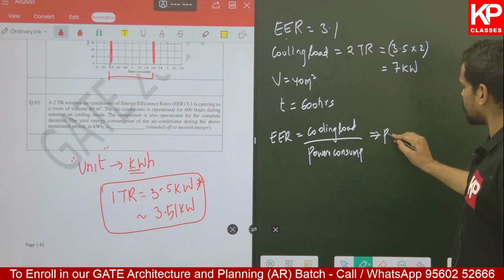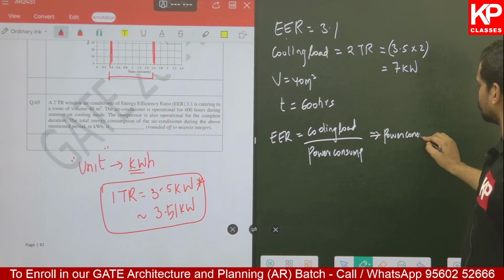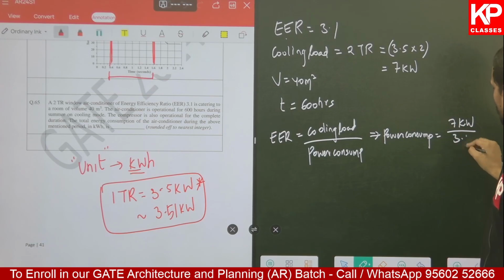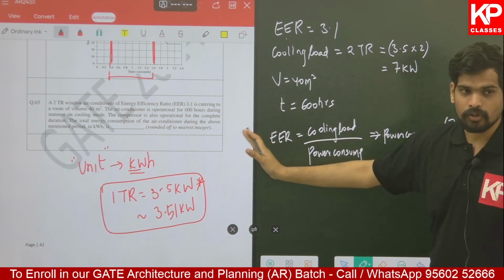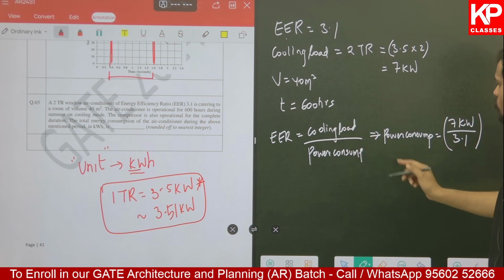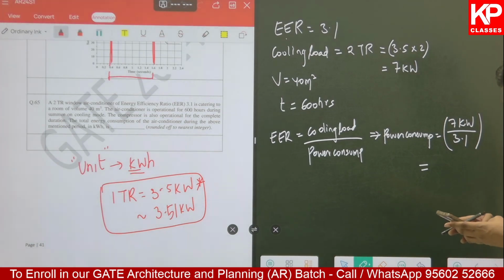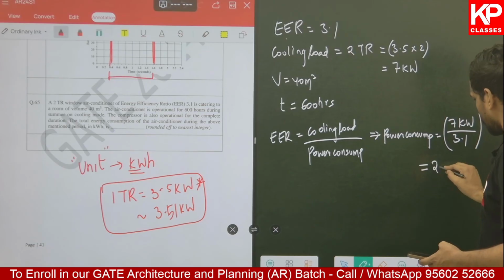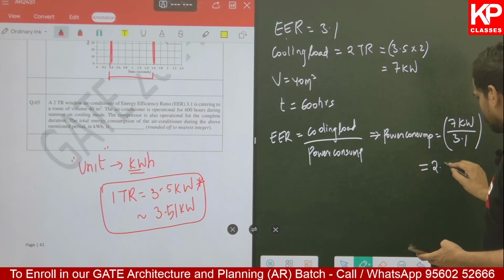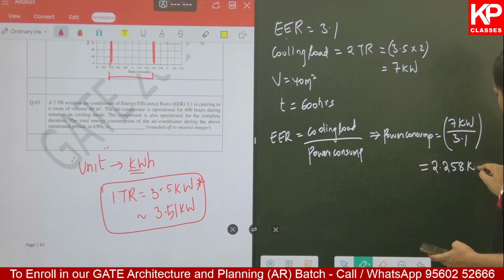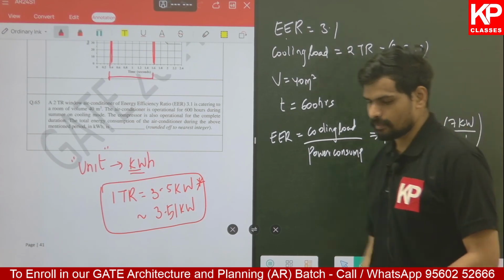So this implies the power consumption is cooling load, that is 7 kilowatts, divided by the energy efficiency ratio, that is 3.1. Basically, power consumption goes to the other side, and EER, energy efficiency ratio, comes to the denominator. So 7 upon 3.1, what is the power consumption in kilowatts coming out to be? It is coming out to be 2.258 kilowatts. That's the power consumption.